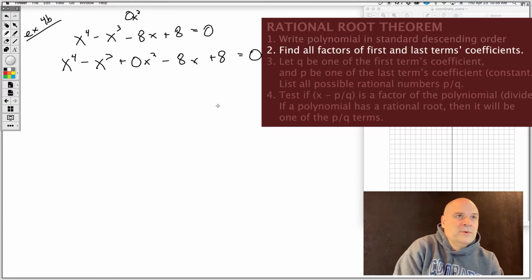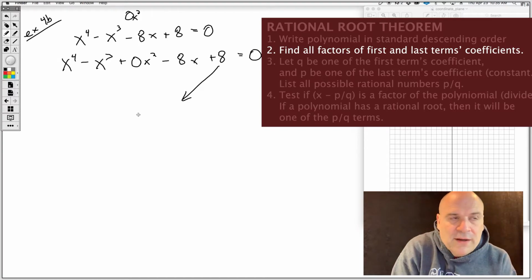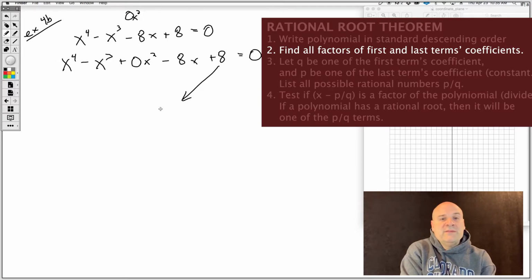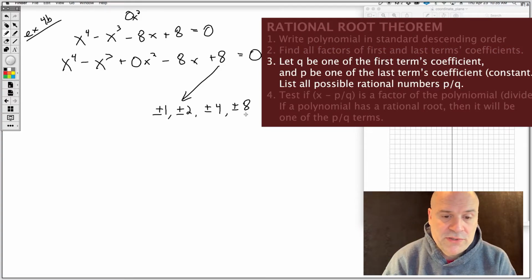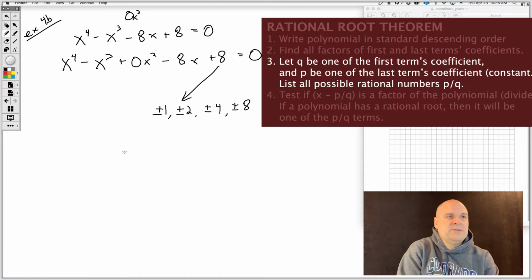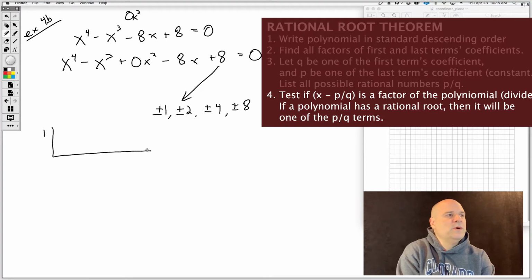All right, we're gonna find all the possible factors of 8 and all the possible factors of 1, which is just 1. So our factors of 8 could be positive or -1, positive or -2, positive or -4, and positive or -8. Okay? So I'm just going to choose one of these. I'm just going to choose 1. So let's see if 1 is a root, or x minus 1.